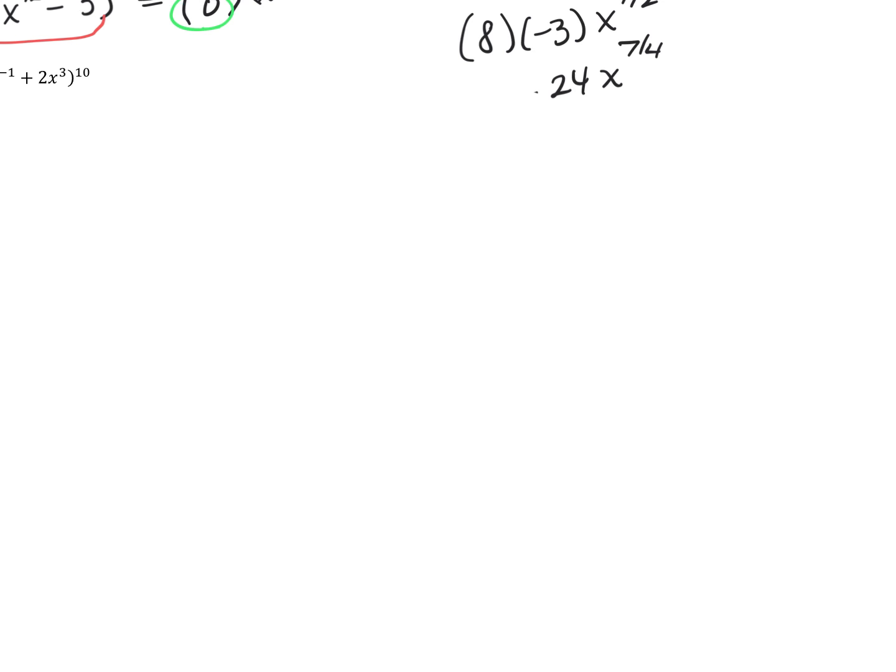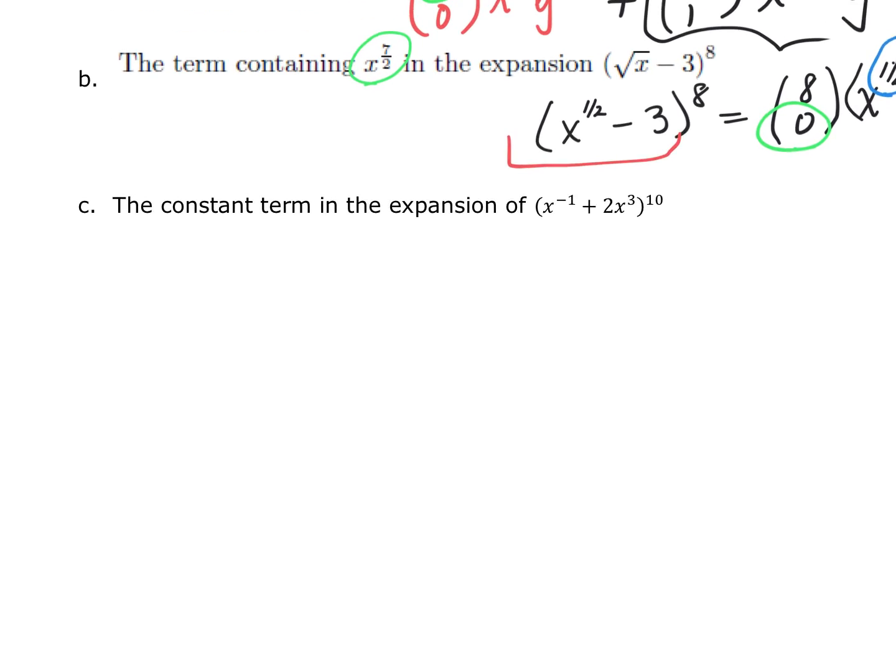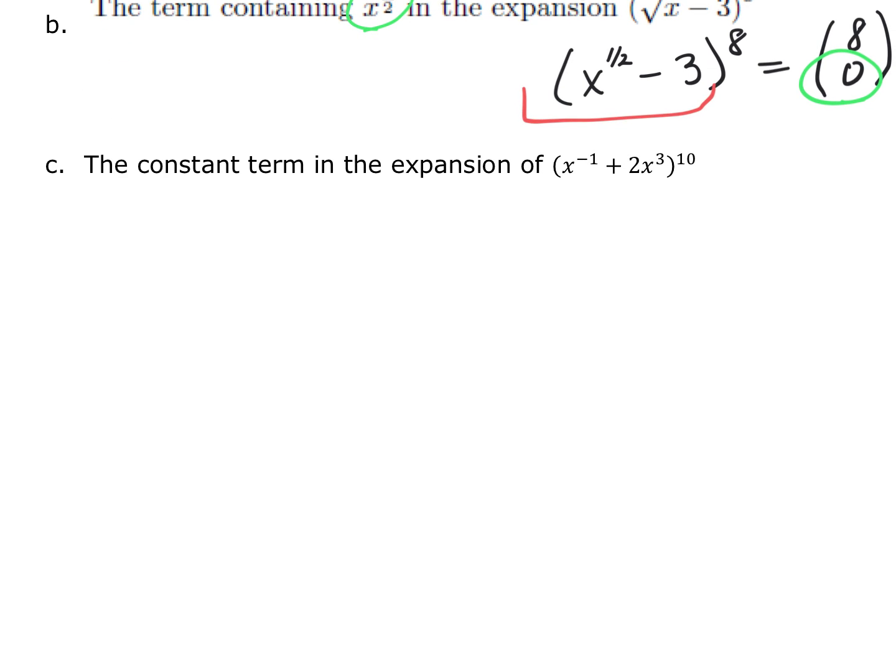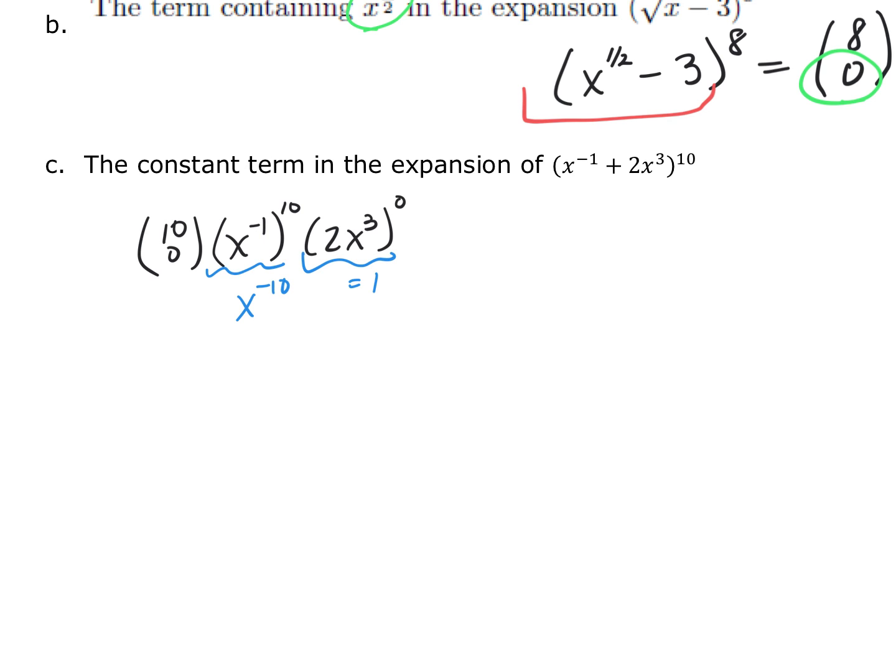All right, last one. I want the constant. And you're thinking it's the last one, right? No. So let's start expanding this out a little bit. So I have 10 choose 0, x raised to the negative 1 raised to the 10, 2x to the 3rd raised to the 0. Now, this part is going to be 1, and this part is going to be x raised to the negative 10. So clearly, that is not the constant.